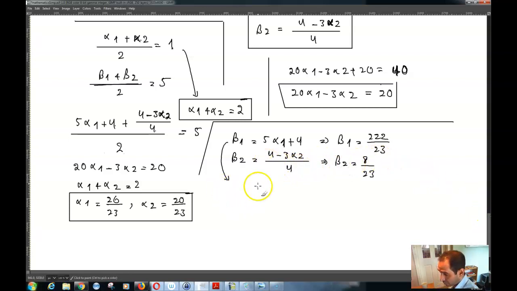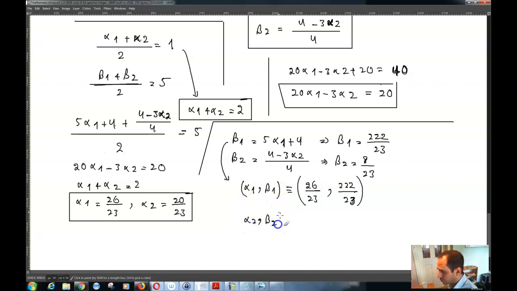Now basically you have these two points over here, alpha one, beta one, which is equal to 26 by 23, 222 by 23. That is basically one point on this line. The other point on the line is alpha 2, beta 2, which is equal to 20 by 23 comma 8 by 23.